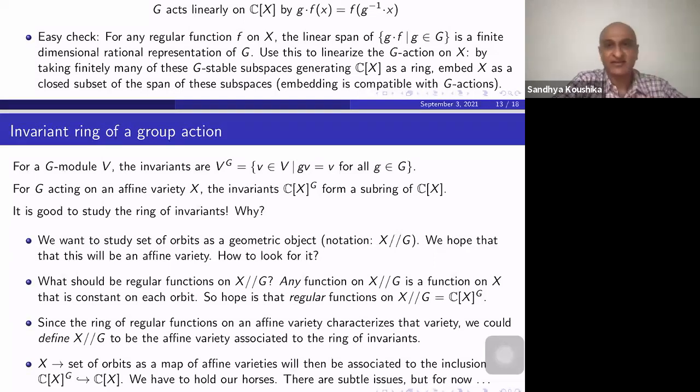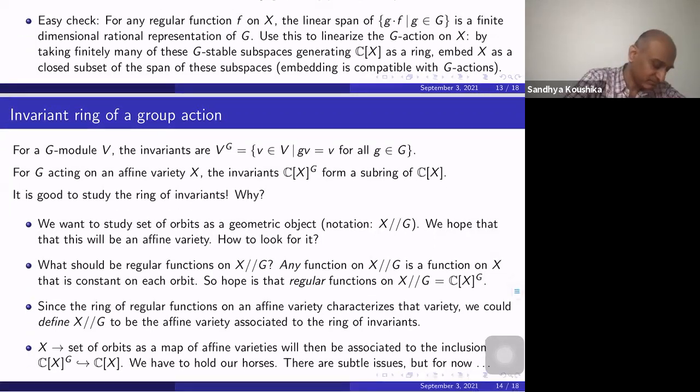Just to get started, this ring of invariants that I have should be a finitely generated ring. It should be a quotient of a polynomial ring in finitely many variables. And so that should be generated as a ring by finitely many invariant functions. So that's the question, right?